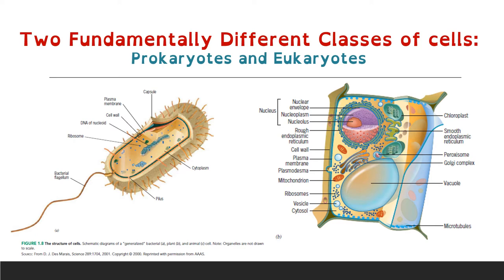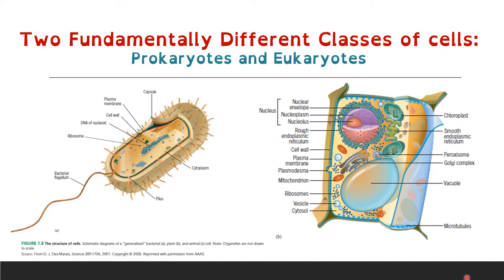So these are the images for you to be able to compare your prokaryotes and your eukaryotes. In here, you will see a diagram of a generalized bacteria. It has a capsule that covers the inside of the cell, and then it has a plasma membrane. It has a cell wall. The DNA is in the form of a nucleoid. It has ribosomes, which are actually responsible for synthesizing your proteins. They do have the pilus, the cytoplasm, and the bacterial flagella or flagellum.